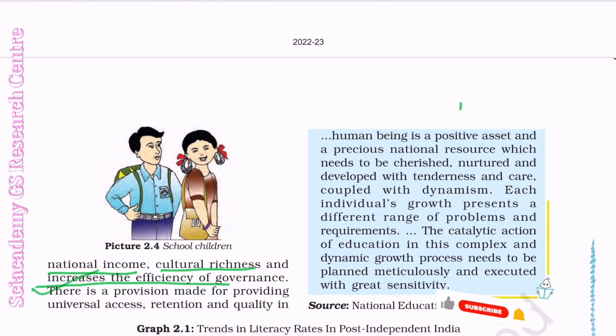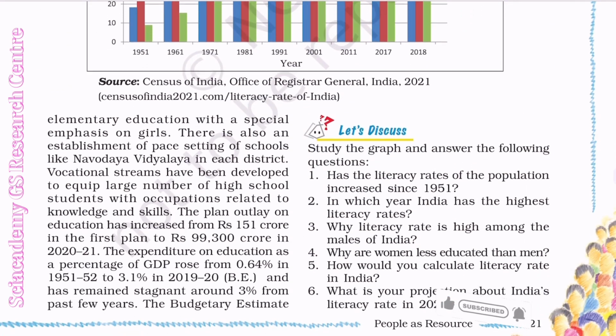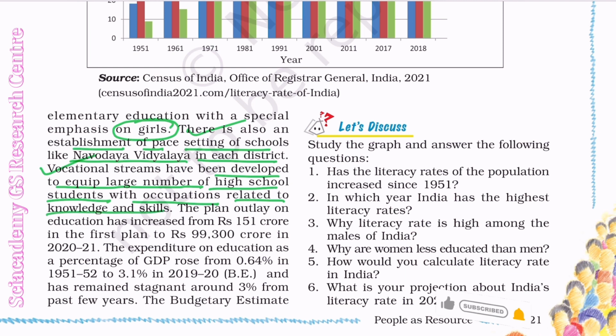There is a provision made for providing universal access, retention, and quality in elementary education with special emphasis on girls. There is also an establishment of pace-setting schools like Navodaya Vidyalaya in each district. Vocational streams have been developed to equip a large number of high school students with occupations related to knowledge and skills.